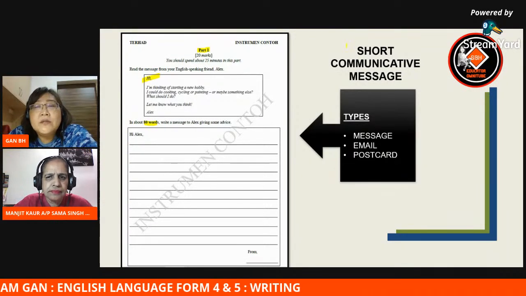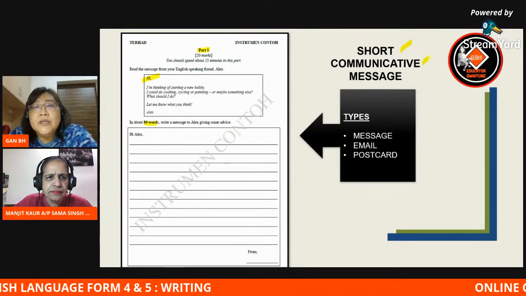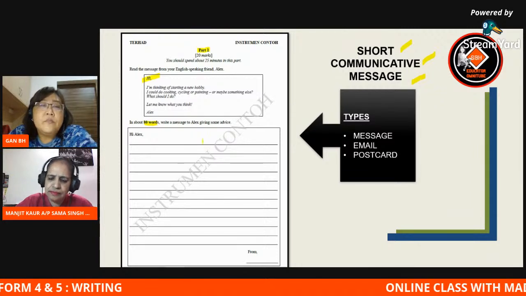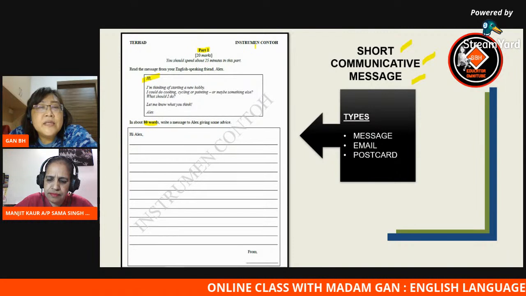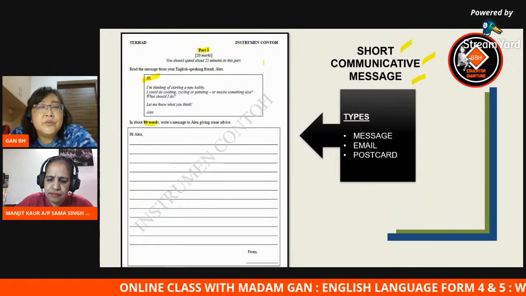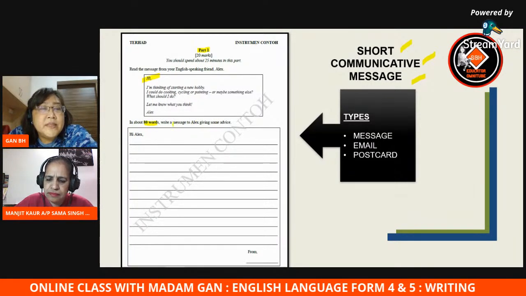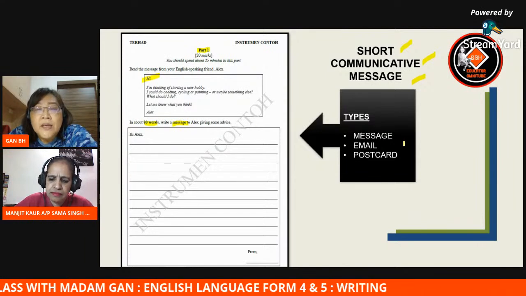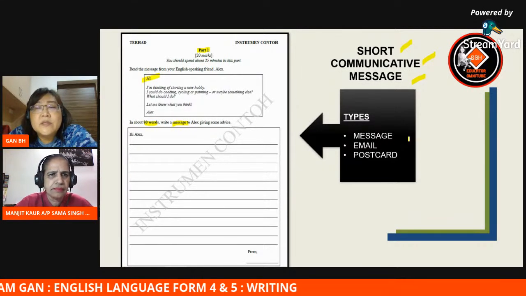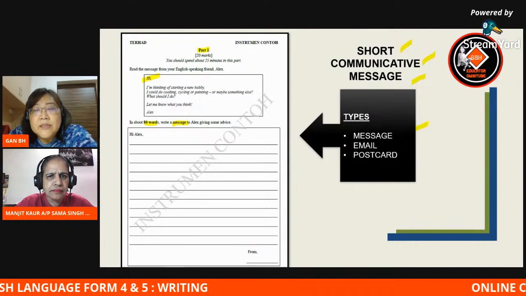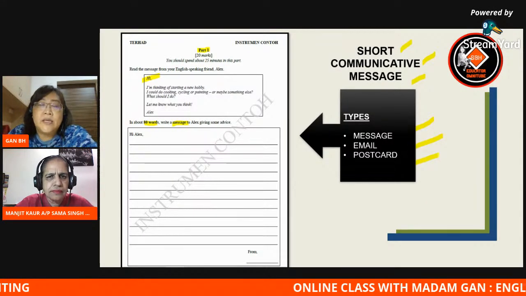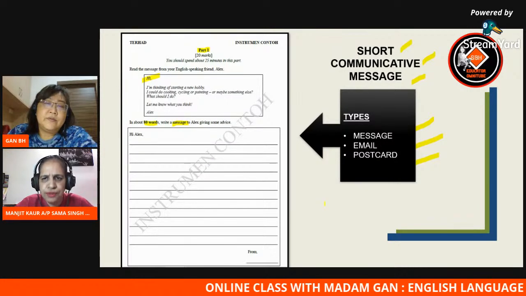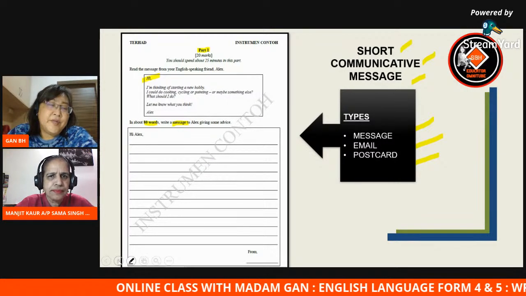So this part is called short communicative message. You may see this in the sample instrument given, or instrument contoh. This is a message, right? But the other types of writing can be a message like this one. It can be also an email or a postcard. Yes, very true. There are 3 types, right?